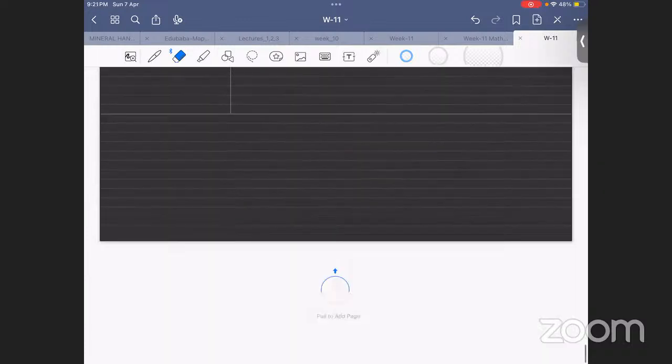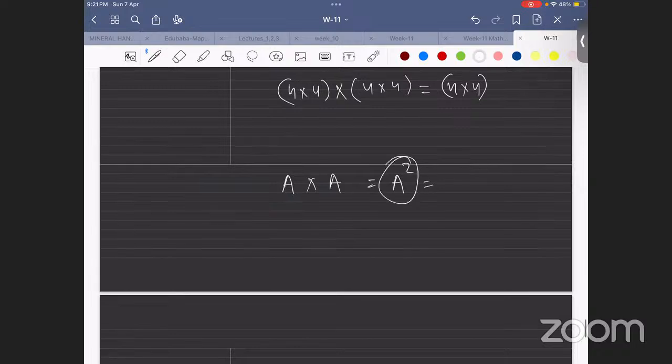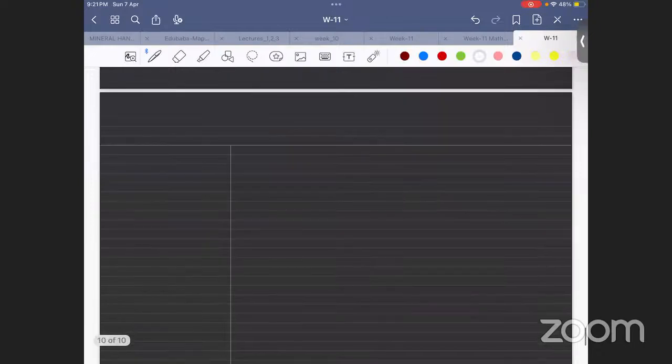So whenever you multiply A with A, you get A square. And A square will tell you how you reach from I to J with two edges, that is, with a path length of 2 edges.